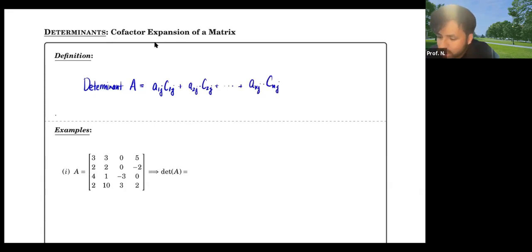So what is this here? Right now it's just going to be notation, and then you'll see what I mean by this. This is the summation as i goes from 1 through n of aij multiplied by Cij. This is what's called the cofactor expansion along the jth column.